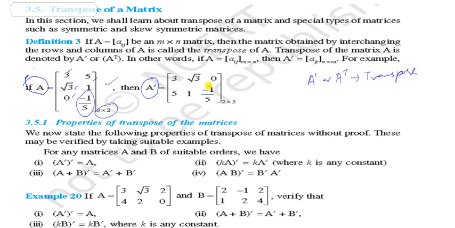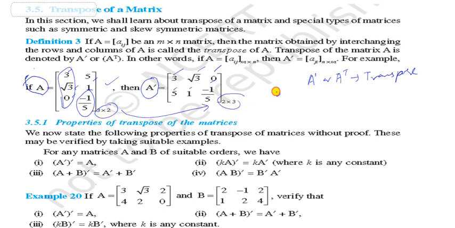So if I transpose this matrix, then this column will become a row. You see 3, root 3 and 0. I have made it a row, and the second column also I have made another row, that is 5, 1, minus 1 by 5. Now look at this order and this order. The original order was 3 cross 2 and now it is 2 cross 3.